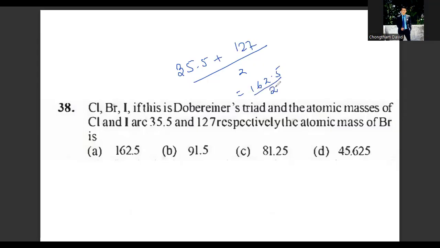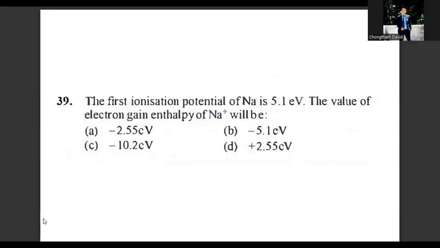162 divided by 2 would be 81.25. So option C would be the answer to question number 38. This is based on Dobereiner's triads classification of elements. During that time, only a few elements were known.